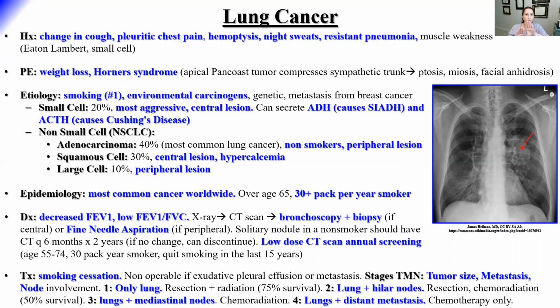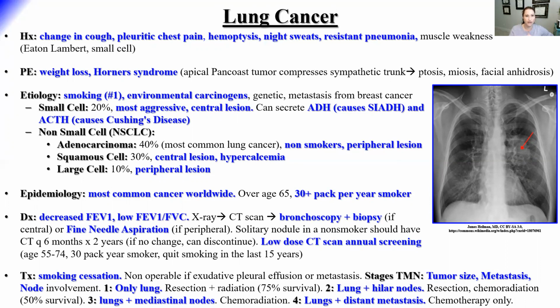So let's divide this up into small cell and non-small cell. Small cell is going to be about 20% of lung cancers. This is the most aggressive type of cancer, and it usually presents as a central lesion, so in the center of the lung. This one is interesting because it can secrete ADH, which you remember from endocrine. SIADH is the syndrome of inappropriate ADH secretion. So it can secrete ADH and ACTH, which can cause Cushing's disease. So ADH and ACTH are associated with small cell lung cancers.